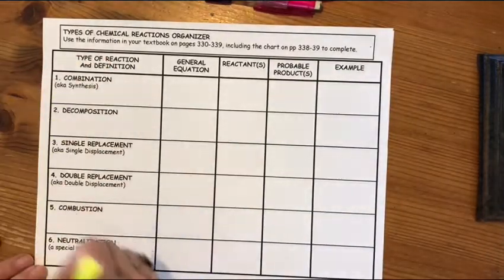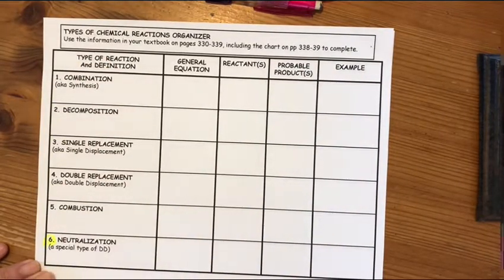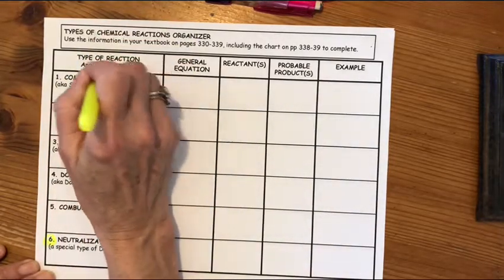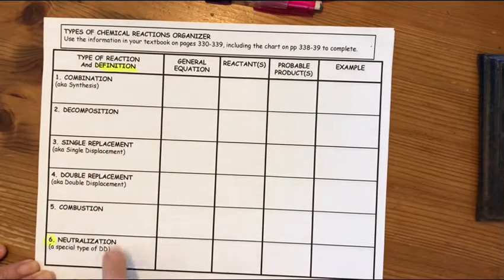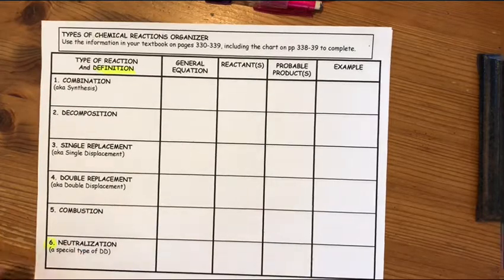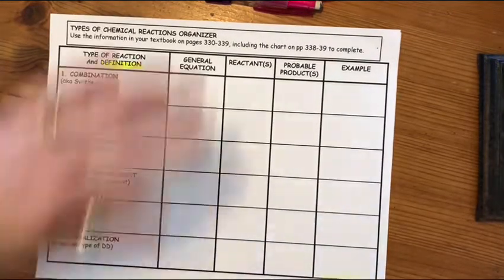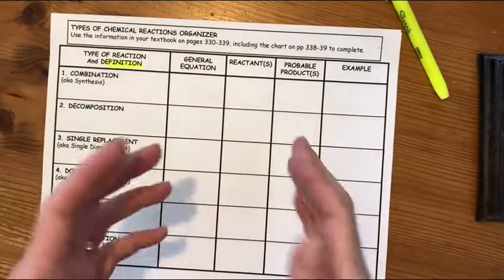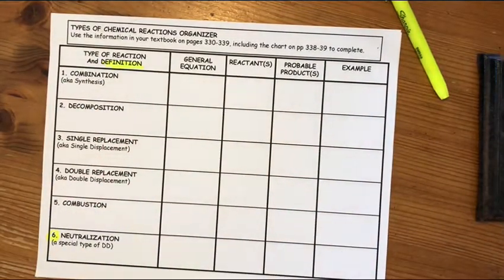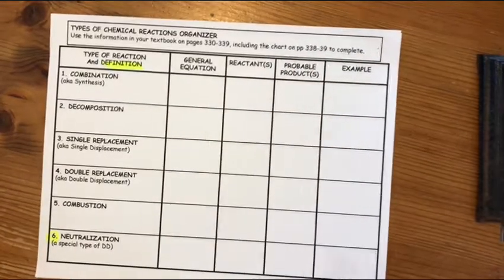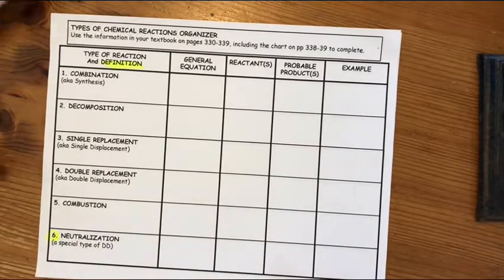For each of the 6 types, notice I have a 6th one. The book only says there's 5. But for each of the types of reactions, I'd like you to write the definition here. I'm not going to do that with you. I'm going to let you copy that on your own. The Google slide document that I posted or created has little text boxes. You can type it in if that's what you want to do. You're more than welcome to just draw your own chart and do it by hand. I don't care. But let's get started with the first type of reaction.